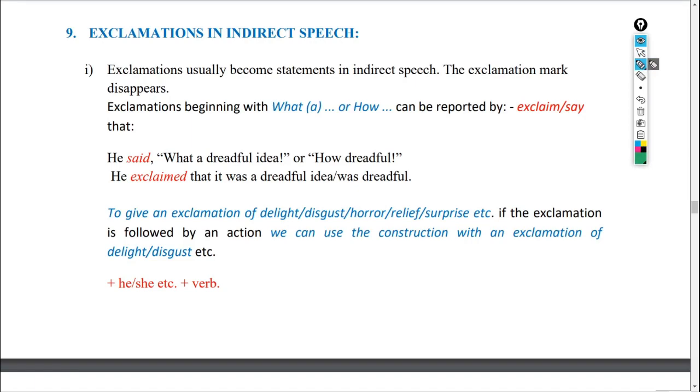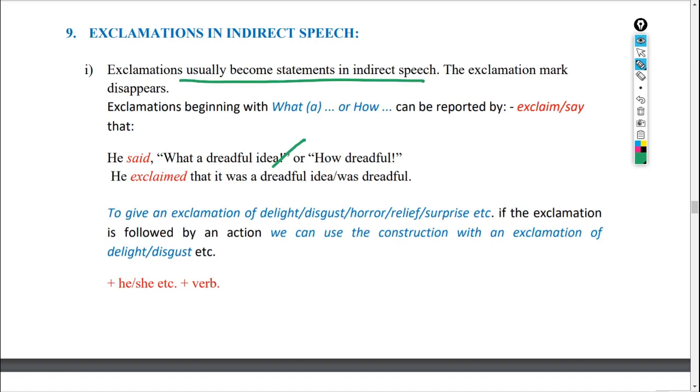Exclamation usually becomes a statement in indirect speech. So the exclamation will not be there; the exclamatory mode will be transformed into the assertive mode. He said, "What a dreadful idea." Therefore, the answer for this one will be: he exclaimed that it was a dreadful idea.